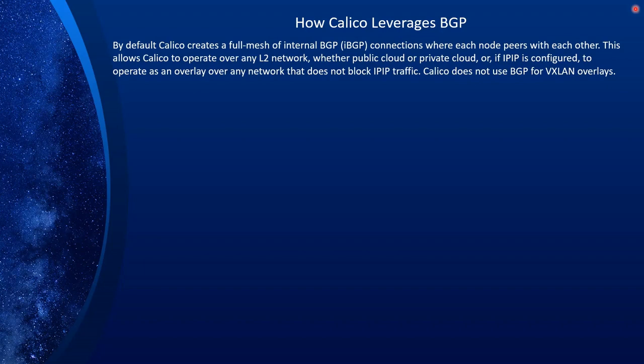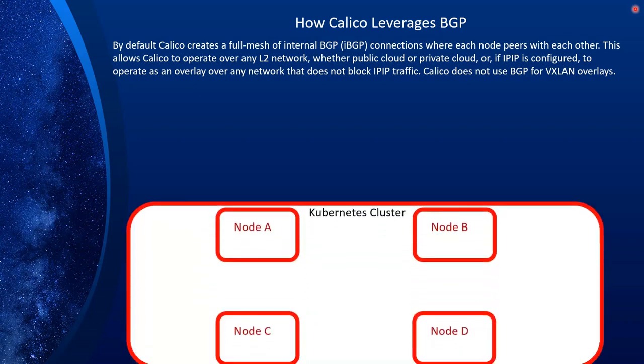As long as IP and IP traffic is not blocked, then full mesh can be established using layer 3 network. Note that if we choose to use VXLAN instead, BGP is not supported in that scenario. Now let's say we have a Kubernetes cluster, we have 4 nodes, as you can see here.